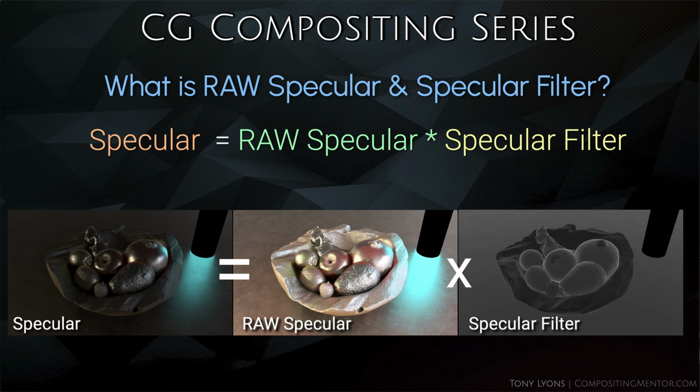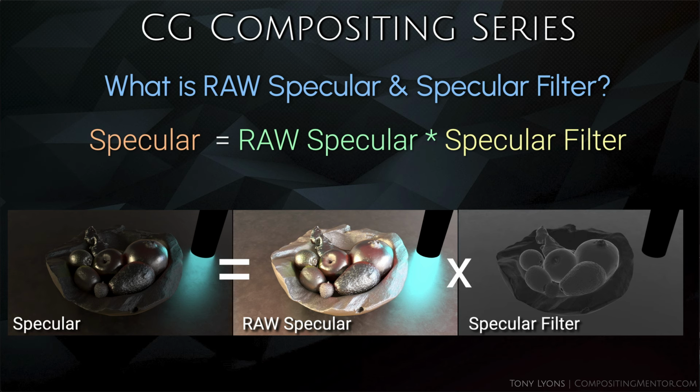What is raw specular and specular filter? Just like we previously looked at the raw lighting plus the albedo creating the diffuse pass, the specular pass is created with the raw specular multiplied by a specular filter. Usually for specular you see the word filter instead of albedo, but they kind of mean the same thing.